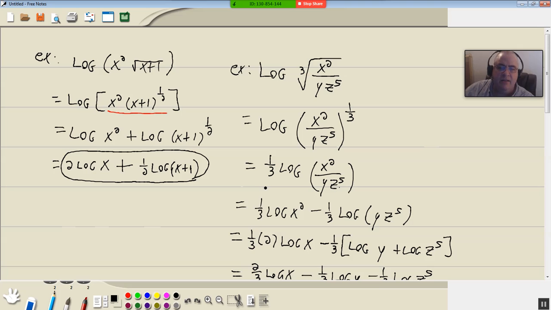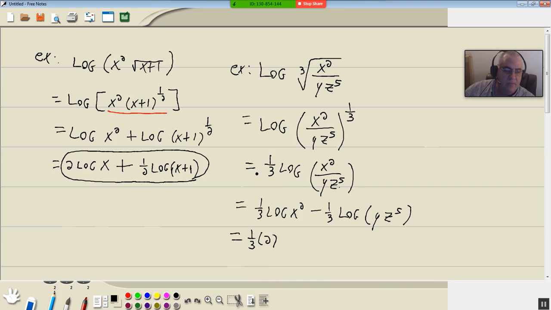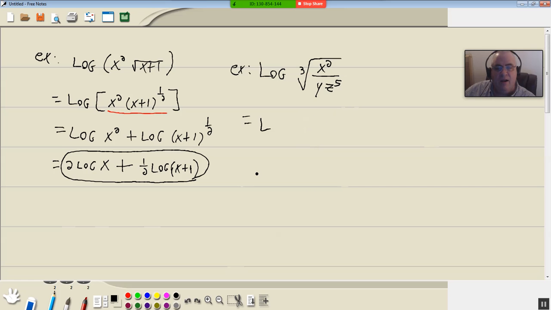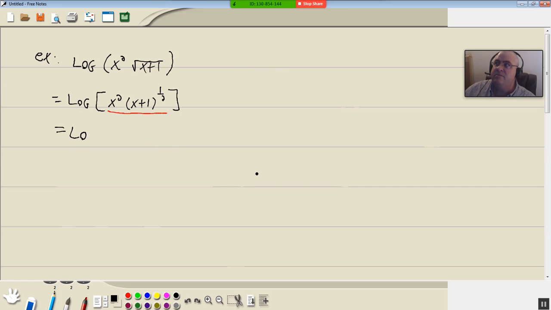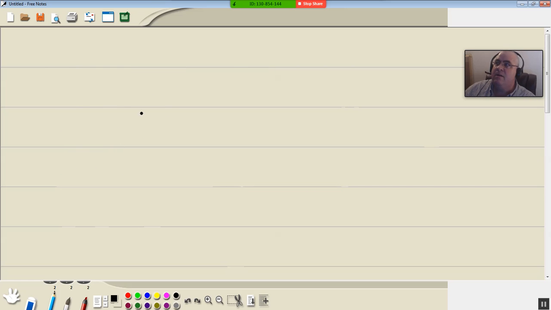Okay, now let's take a look at a problem going the other direction. Let's say I had log x minus 7 log y. So they're separate logs, and we want to go the other direction.